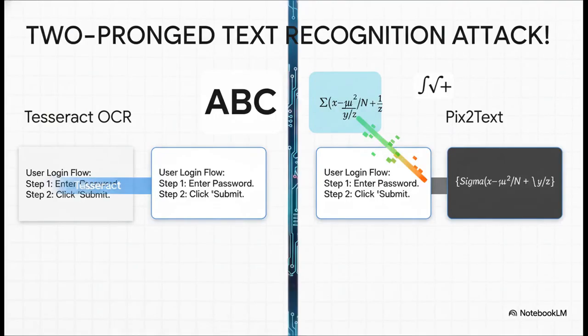And when it comes to actually reading what's on the diagram, it's a two-part system. First, there's a standard tool called Tesseract OCR for all the normal text. But then for the really tricky stuff, like complex math equations or scientific formulas, it brings in a specialist called Pix2Text. This tool is designed to recognize that complex notation and convert it into clean LaTeX code.